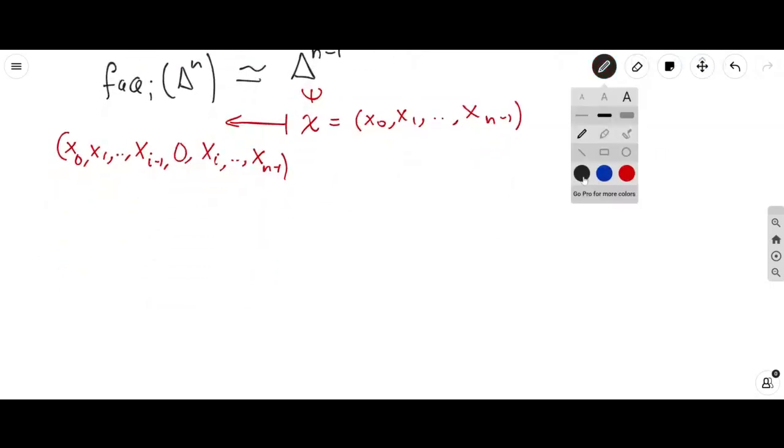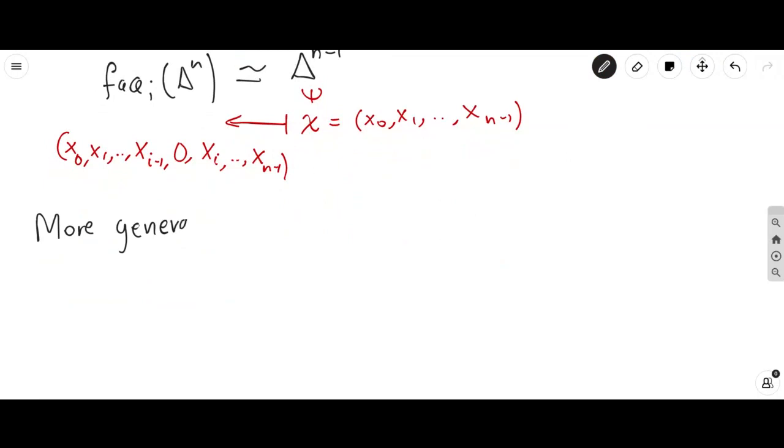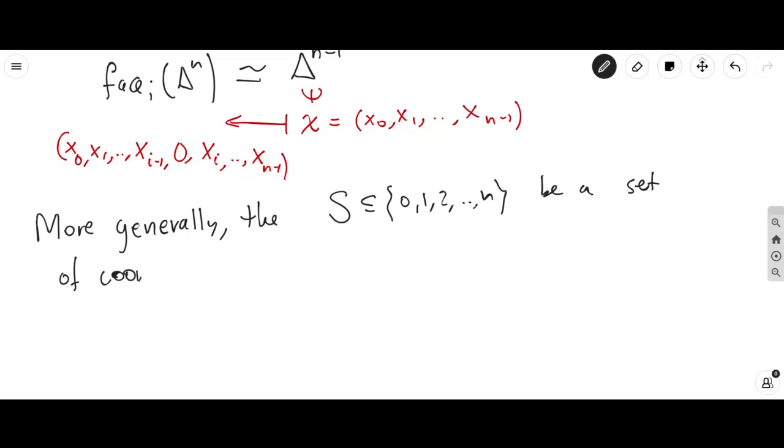And more generally, let S, which is going to be some subset of coordinates, be a set of coordinates.